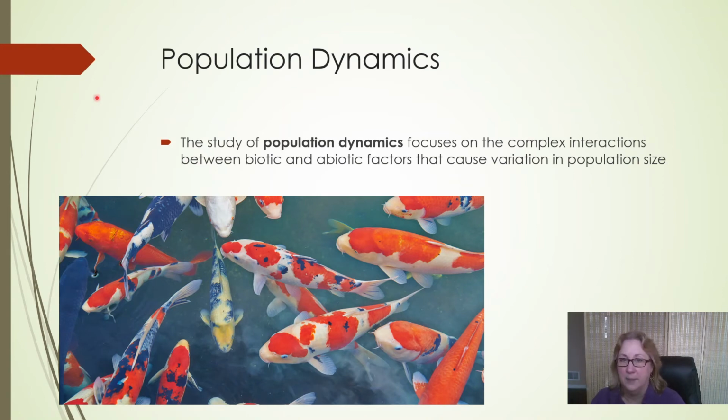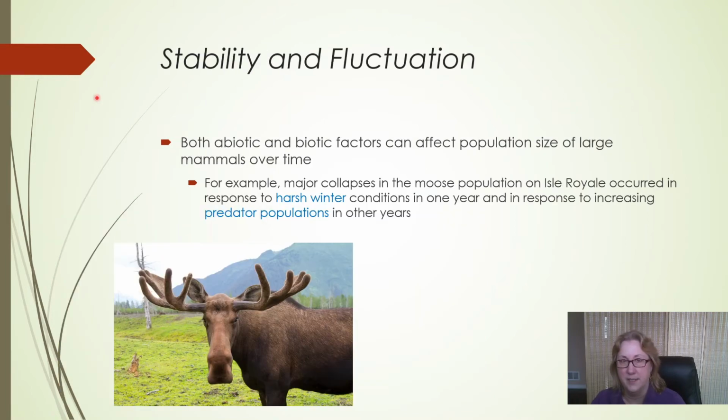So population dynamics is the study of all these factors that affect population size, the biotic and the abiotic factors that cause variation in population size. Both of these factors can have an effect. Some of them are dependent on the species itself, others are independent of that. Abiotic factors would be things like weather, a really super cold winter or a year of drought. Those would be abiotic factors that are going to affect population size. Biotic factors would be an increase in predator populations, which could affect prey population size.